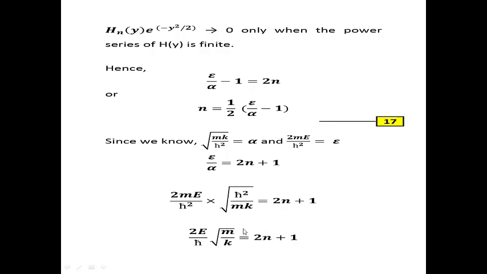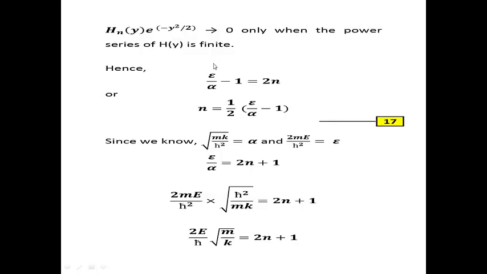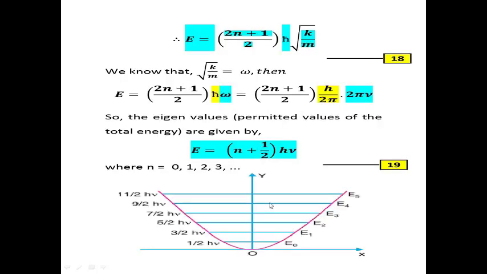We know this value root of m by k will be equal to omega. So rewriting this equation in terms of E, we can say E will be equal to 2n plus 1 times h cross divided by root of m by k.